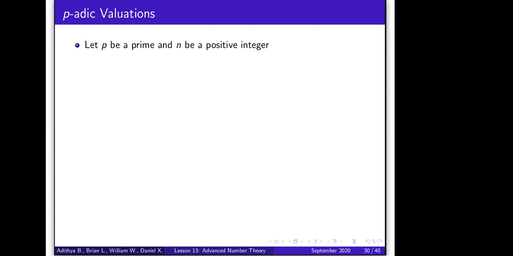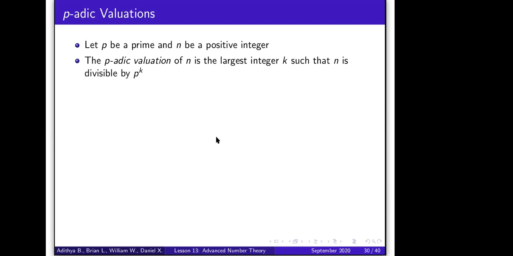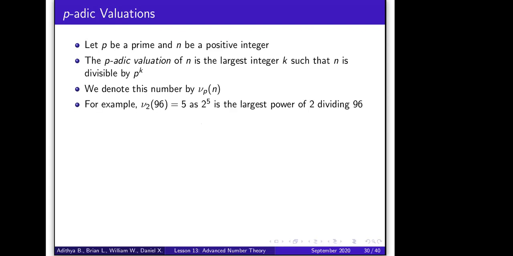We define it to be the largest integer k such that p to the k divides n. So we want the largest integer k such that n is divisible by p to the kth power. So essentially, how many times p goes into n. And we denote this number by Vp of n. So for example, V2 of 96 is 5. 2 to the 5 goes into 96, but 2 to the 6th is not a factor of 96.